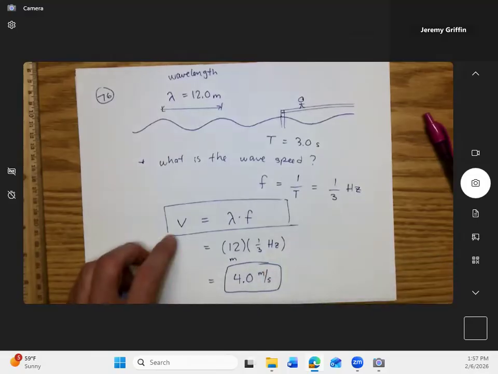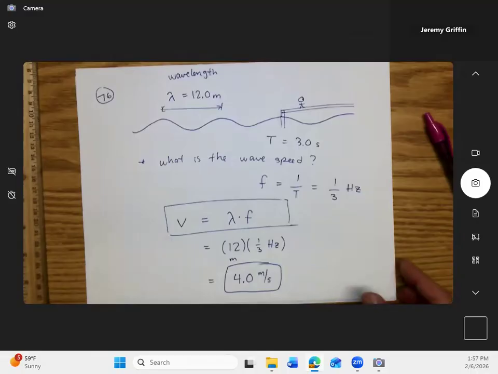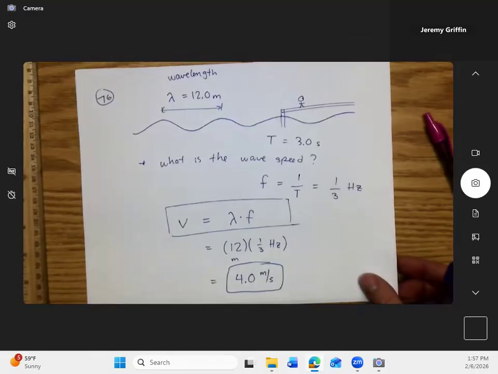I would take you through that proper wave formula. All right, so that's a pretty good warm up right there. You guys good on ocean waves?